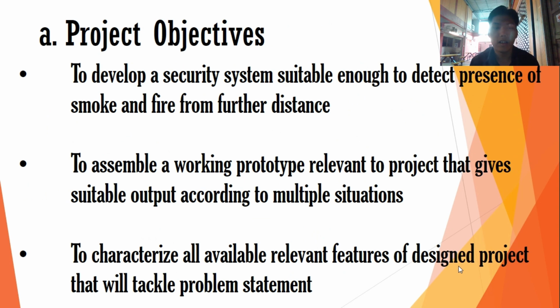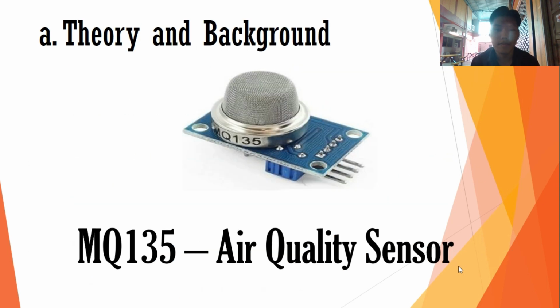Project objectives that I have set is first to develop a security system suitable enough to detect the presence of smoke and fire from a further distance. Second is to assemble a working prototype relevant to project that gives suitable output according to multiple situations. And finally is to characterize all available relevant features of design project that will tackle problem statement.